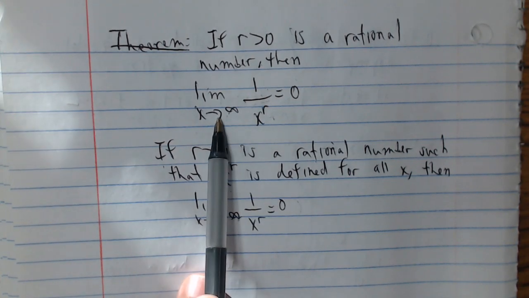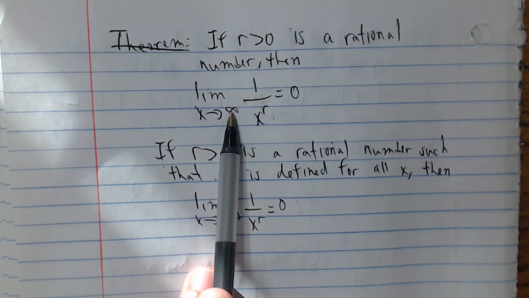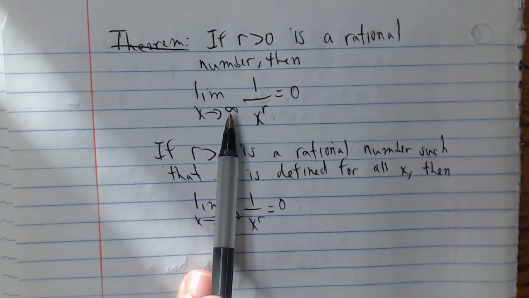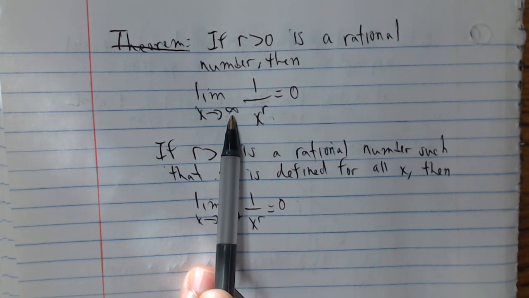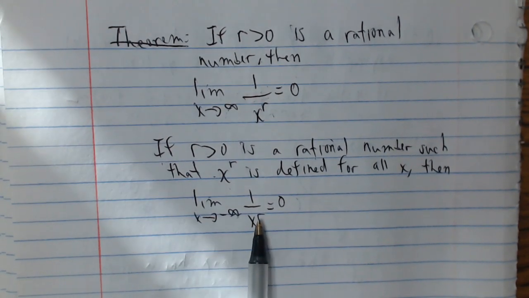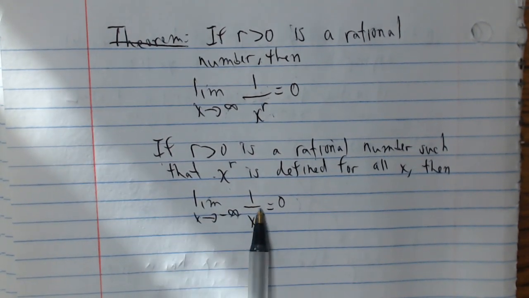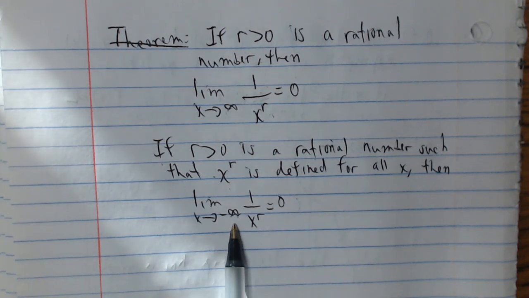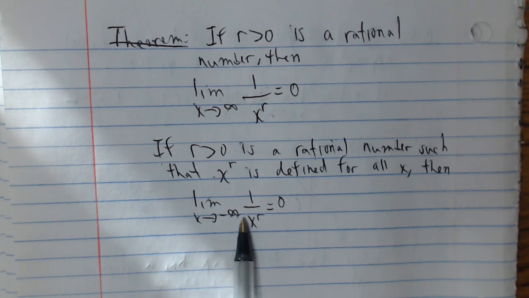When my x values are negative. But see, as x goes to infinity, I'm not concerned about square root of x because as you're going to infinity, these are always positive. They're just becoming larger and larger and larger. But down here, if r is 1/2, I have square root of x. What's the problem with this? As x goes to negative infinity, my x values are negative numbers, which would make this undefined.